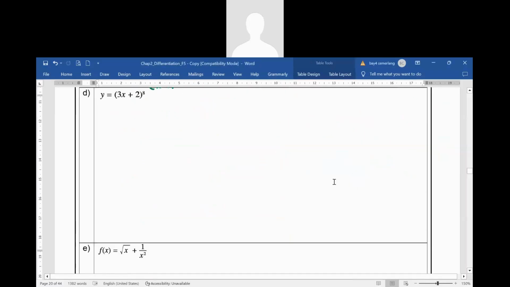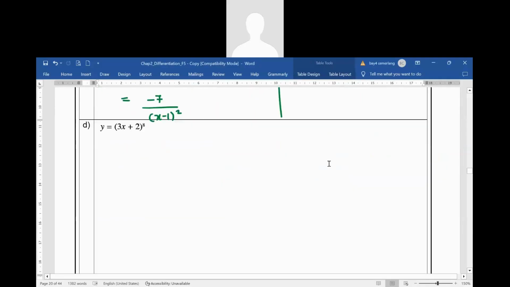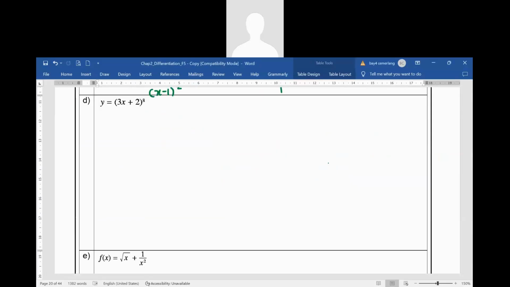Okay, next one. Oh, where did we get until? D and E. Okay, next one maybe a little bit easy. If it uses y, remember, if it uses y, we use dy dx. Okay, differentiate outside, differentiate inside case. So this 8, we bring it to multiply in front of 3x plus 2 to the power 7. And then differentiate inside. 3x we differentiate, we get 3. So you cannot multiply with the 3x plus 2 because it is protected by this power 7. So 8 times 3 is 24, 3x plus 2 power 7.